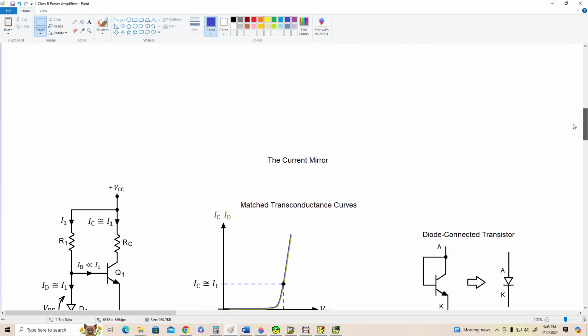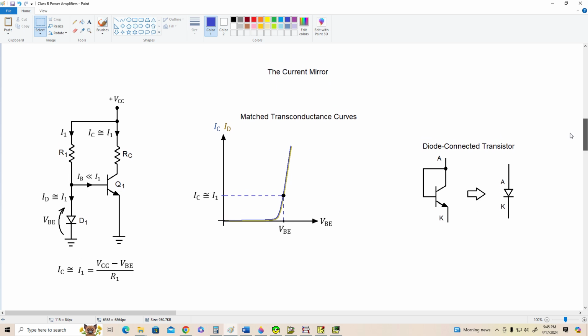Okay, here we've got a current mirror. All right, the idea here is that we've got a diode directly in parallel with the base emitter junction, and in order for this to work properly, we have to have matched characteristics for the diode and the transistor. That is, they have nearly identical transconductance curves.